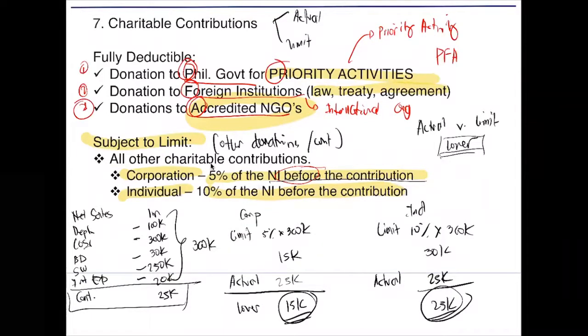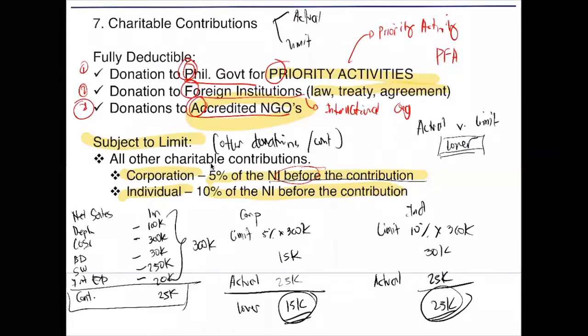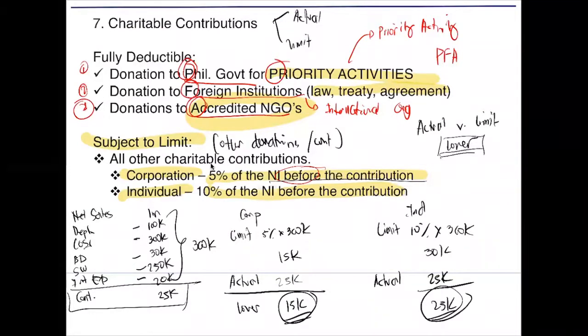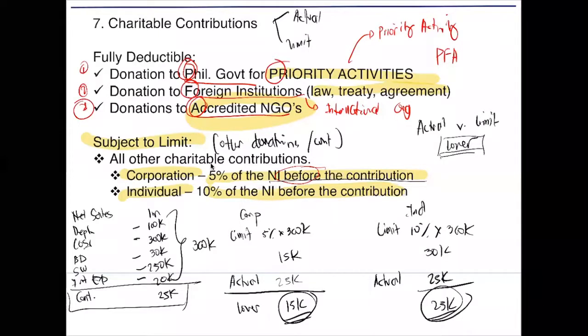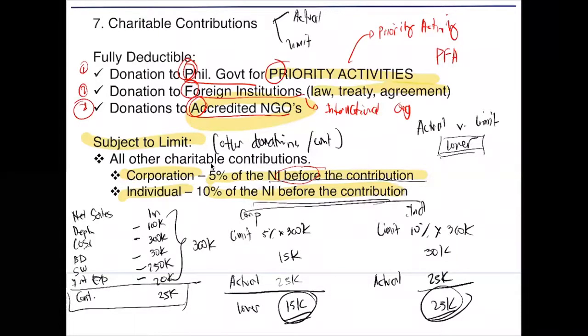Sir, why is the limit of the corporation lower than the individual? Because the income of a corporation is said to be bigger, so the limit is lower. For an individual, the income is lower, so we raise the limit. Okay? So 5% and 10%, net income before the contribution. So you deduct all deductions first before the contribution, and then you multiply that by the percentage. You compare the actual versus the limit, whichever is lower, that is the amount we will take.